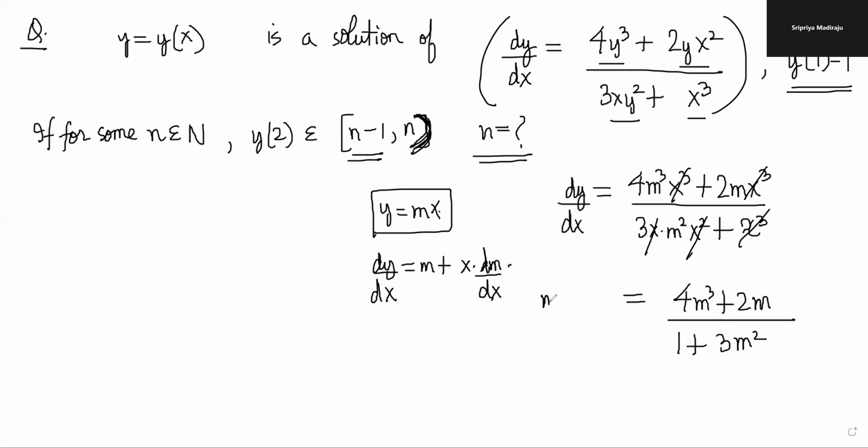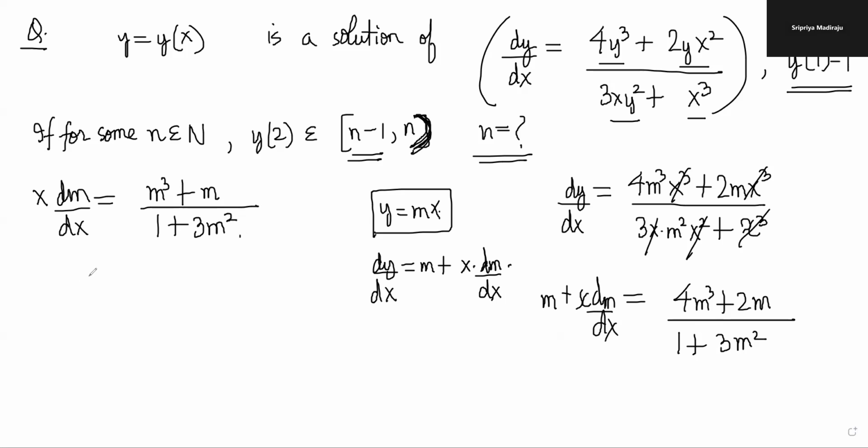So you have m plus x dm by dx is equal to this. So you'll get x dm by dx is equal to 4m cube minus 3m cube, so m cube plus 2m minus m. So plus m, right? Yeah.